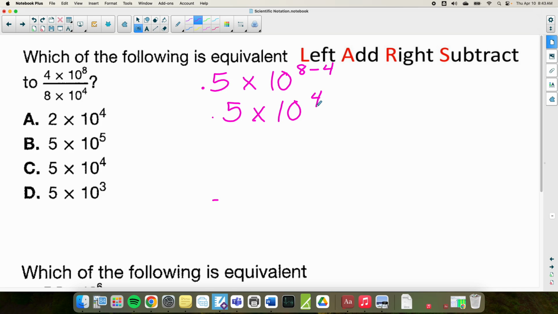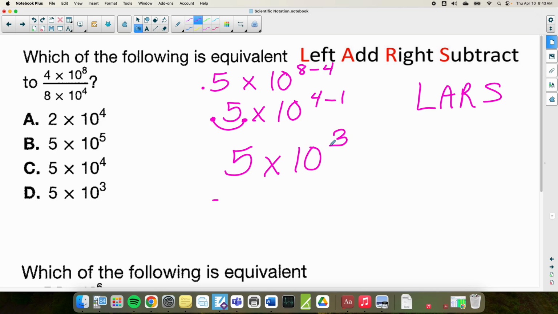Is it okay as standard or scientific notation? Don't I have to take this and move it one place? So think of left, add, right, subtract. Did I say I move it to the left? I'm moving it to the right. So wouldn't I have to subtract 1? So I'm subtracting 1 and I get 5 times 10 to the third. Do you guys get that? Anyone have questions on that?